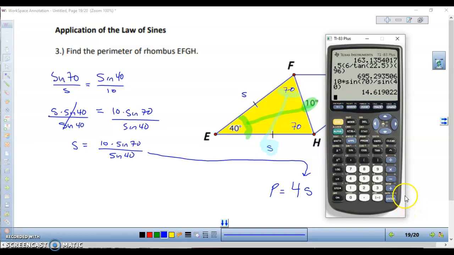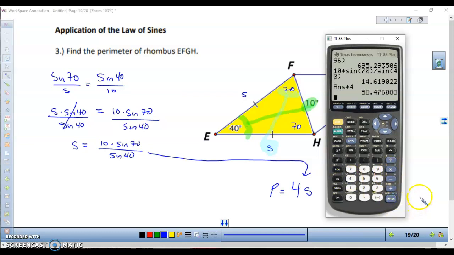And one side length is about 14.6. That makes sense in the context of this problem. You know, the 10 length side is across from 40, so the side across from 70 should be bigger. 14.6 roughly makes sense. But that's one side length, and this problem asks for the perimeter. And in a rhombus, all sides are the same, so multiply by 4.